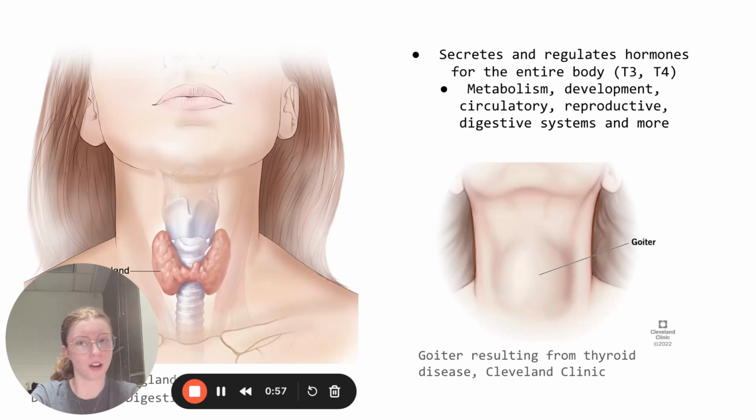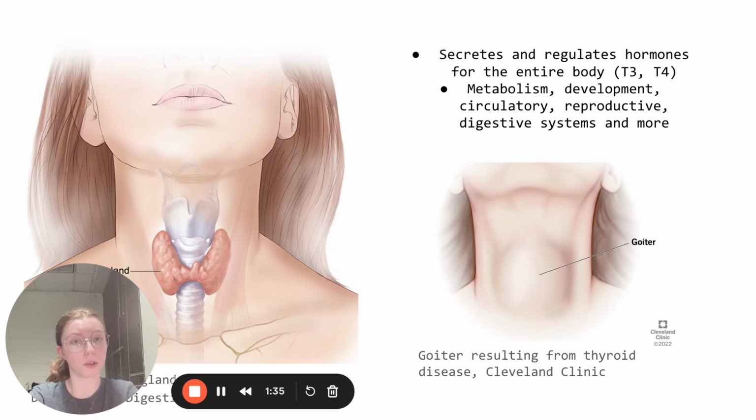You can see here these two drawings of the neck, and the first one on the left shows you the thyroid, which is this butterfly-shaped gland in your neck that secretes and regulates hormone levels throughout your whole body. The thyroid is in charge of your metabolism, your growth and development, your circulatory, digestive, and reproductive systems, all sorts of parts throughout your body. It sends lots of hormones to tell your body what to do, how to keep you warm, how to use energy, a whole bunch of different things.